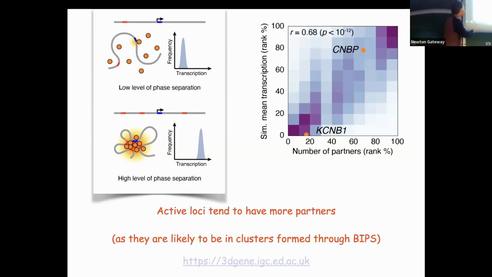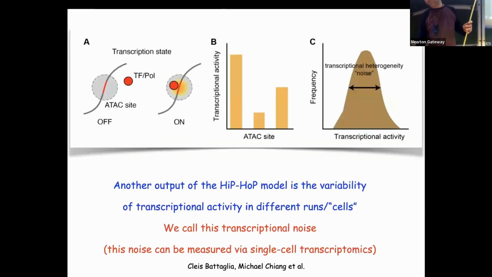For instance, here we can correlate the simulated transcription rate, which we know correlates with gene expression, with the number of partners. So the idea is that if you have inactive genes, they will often be clustered like this. Not always, but often. So there is a correlation.